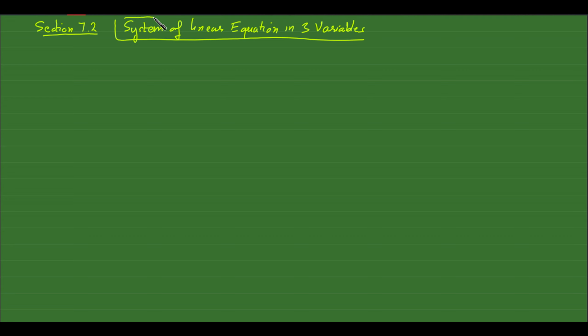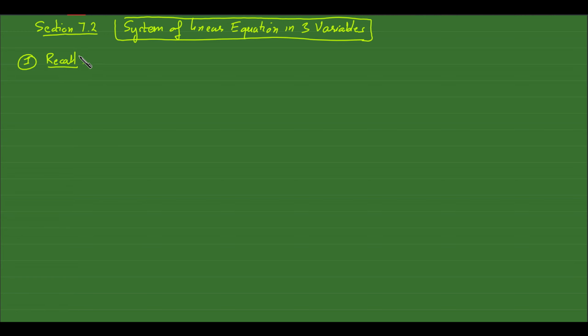Section 7.2: system of linear equations in 3 variables. Okay, but first of all, let's do a quick recall.